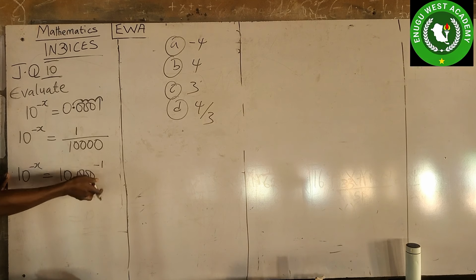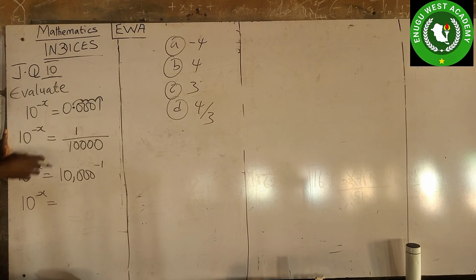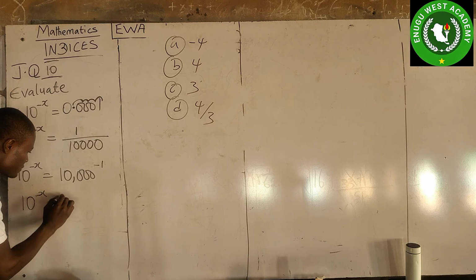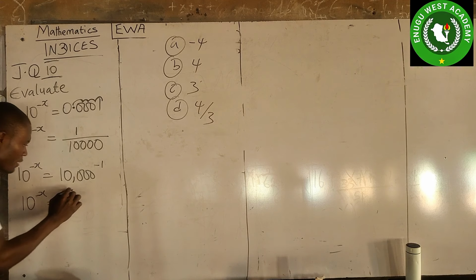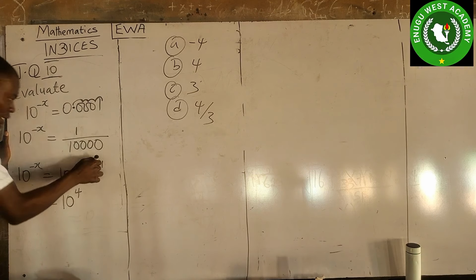Now, is there any way we can have 10 here? Remember I told you, anytime you have equals to, always look for a way to ensure that whatever is here is also what's here. So can we have 10 here? Yes. 10 raised to power what will give us 10,000? We find out that 10 raised to power 4 will give us 10,000. 10 raised to power 4, that is 10 times 10 times 10 times 10, will give us 10,000.